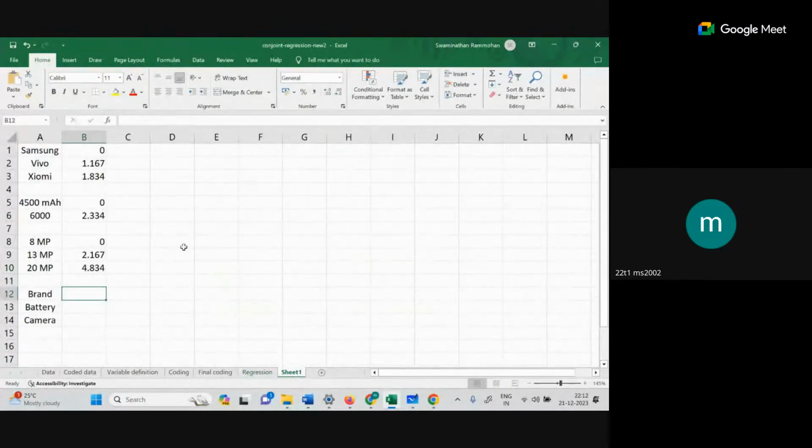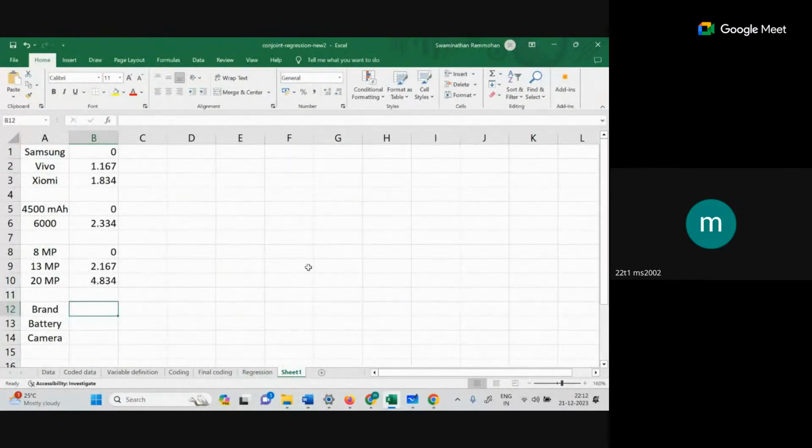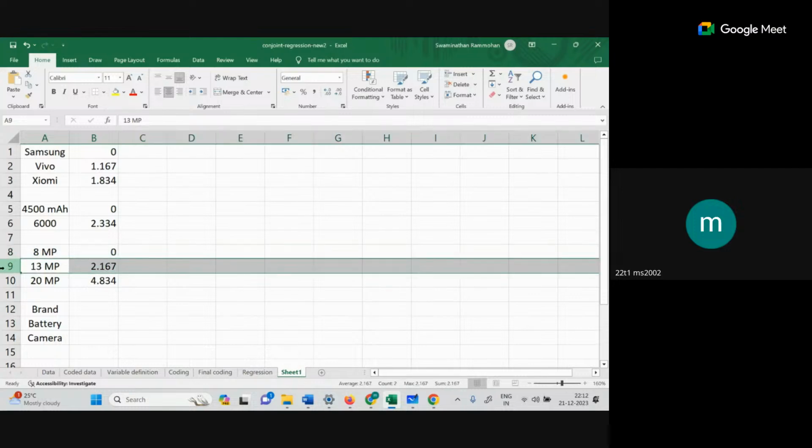So here we are going to get into calculation of part worth. Here we have two batteries, 4500 milliampere hour and 6000 milliampere hour. You have 8 megapixel, 13 megapixel, 20 megapixel. And here Samsung. Why did we make 8 megapixel as 0? This means that we removed this particular column. We could have removed 20 megapixel, right?